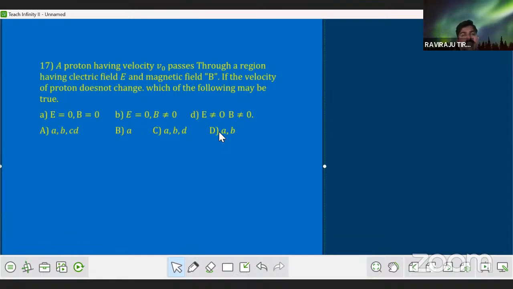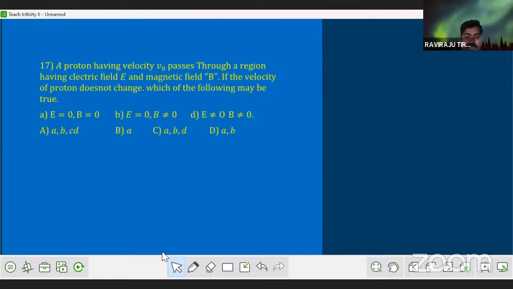Please read the question. A proton having velocity v0 passes through a region having electric field E and magnetic field B. So in the region wherever proton is moving, what type of fields are existed there? Both electric field and magnetic field. If the velocity of proton does not change, what should happen when other external fields are there? The proton speed should change only, no? For example, I will explain here the general concept also.